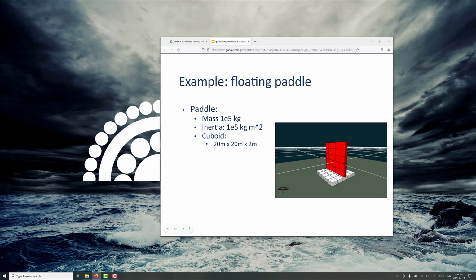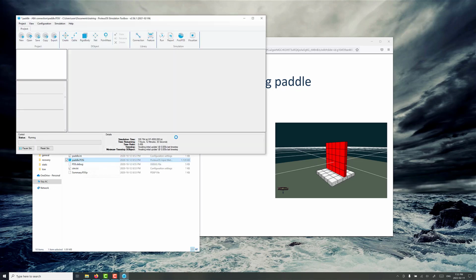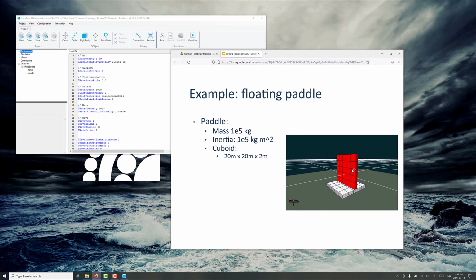We're going to work with an example now. If you look at the input files for paddle with ABA connection, now you'll see a very simple floating frame and paddle system. So this paddle uses a cuboid of 20 meters by 20 meters by 2 meters thick with a large mass and inertia value. Don't pay too much attention to these mass values. This is configured so that basically it sits about halfway in the water. Just whatever the displacement is of that is what the mass is, and the inertia is just the same number.